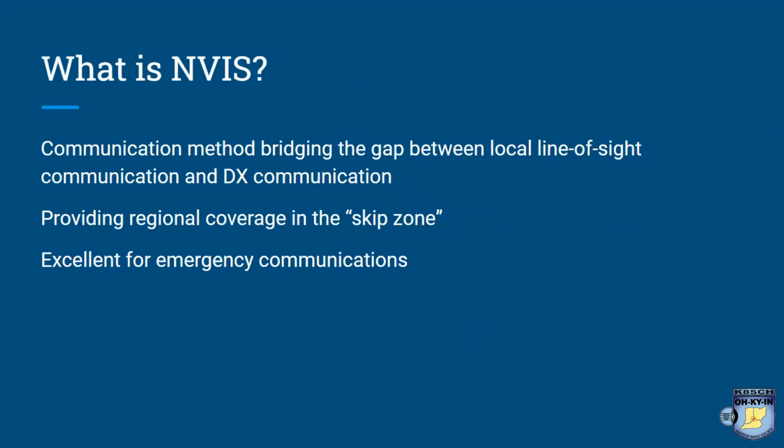So what is NVIS? It's a communication method bridging the gap between local line of sight communication and DX communication. We are trying to provide regional coverage within your average skip zone. So think about it this way: with a handheld and a repeater, you can talk pretty far, but it only goes so far because you've got a horizon coming up.